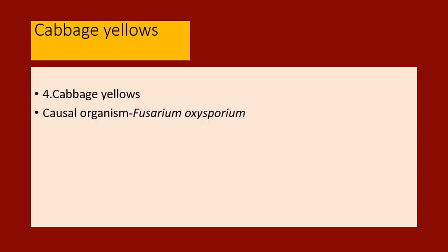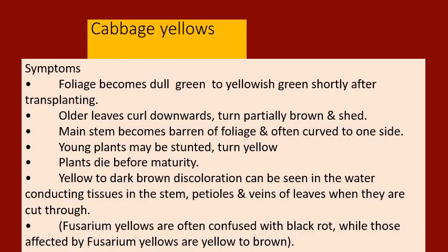Then we will go to the last disease of Crucifers, that is cabbage yellows. The causal organism is Fusarium oxysporum. Next we will go to the symptoms of cabbage yellows.